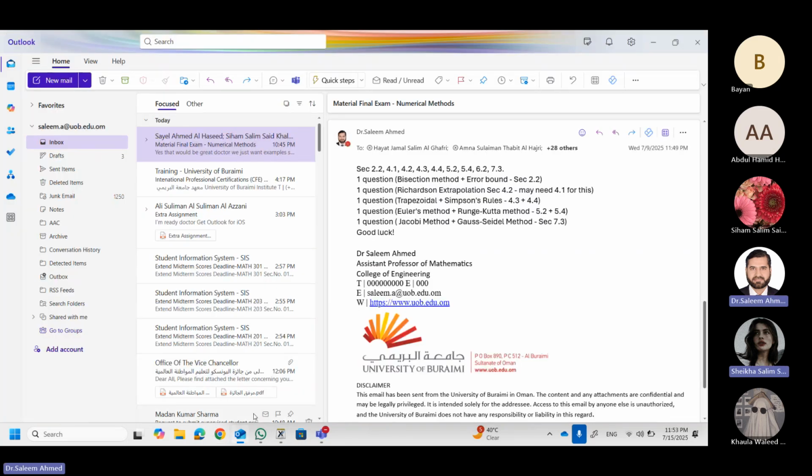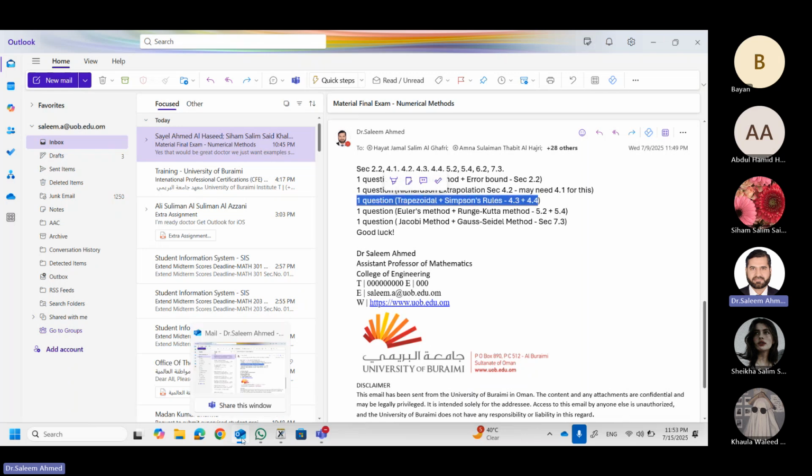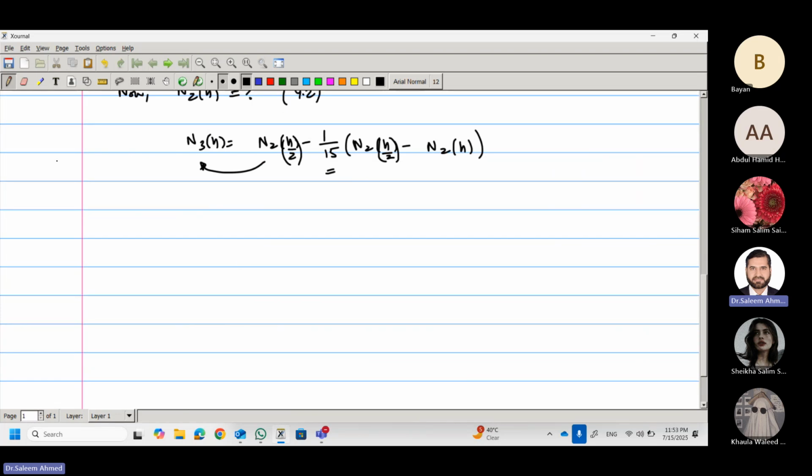So I will give you the trapezoidal Simpson's rule here. One question from trapezoidal and Simpson's rule. I will write it. So see 4.4. What is the difference? 4.4 has composite trapezoidal and Simpson's rule, right?